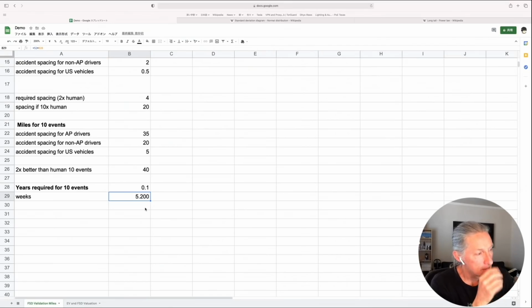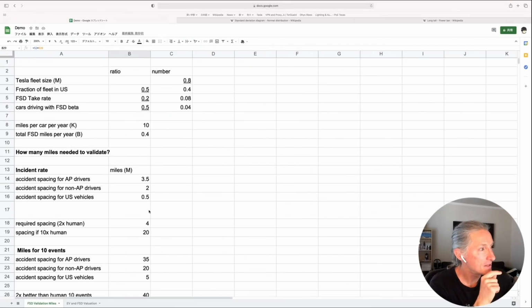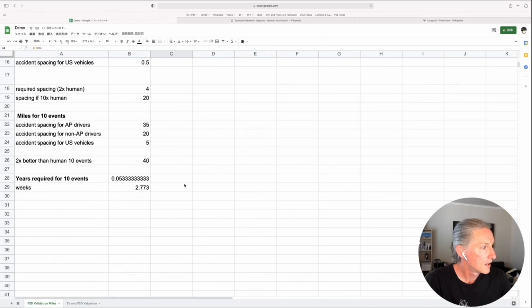Now that's if FSD is available today. Of course, if it takes the rest of this year for them to get FSD polished up to the point where they want to start taking data to try to convince regulators, then you'd have another 700,000 cars. So it'd be maybe 1.5 million cars, right? And then it would only take you 2 weeks to get there.